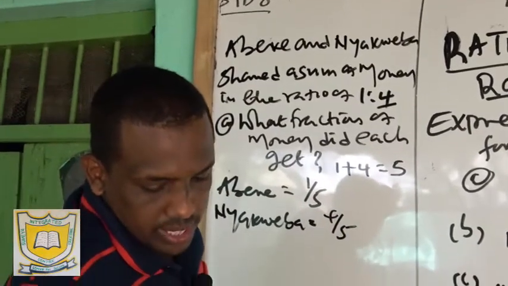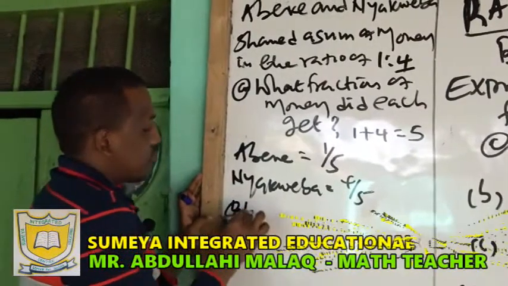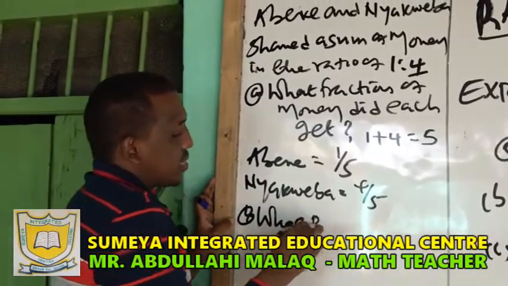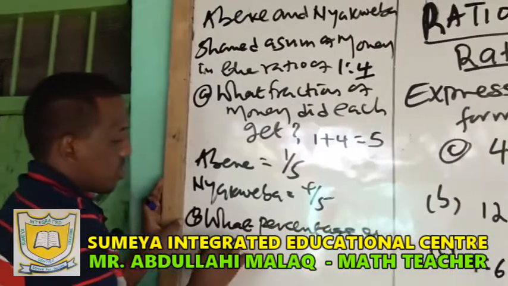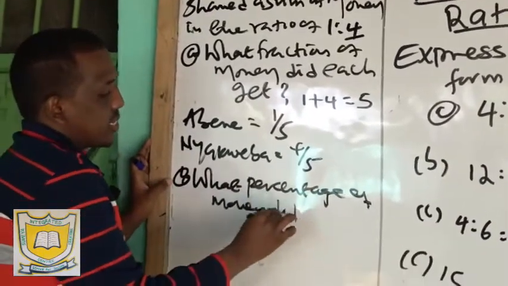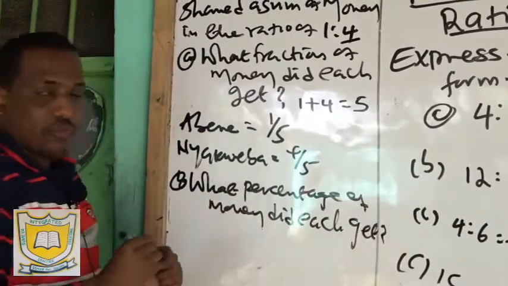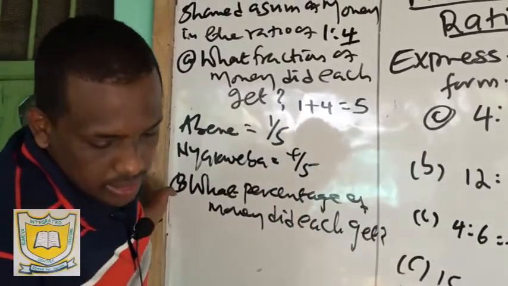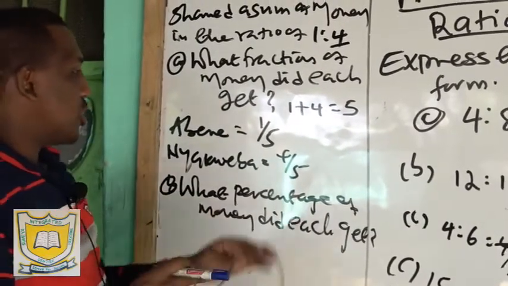Question B: what percentage of money did each get? What percentage of money did each get? Each person, what percentage of money did each get?